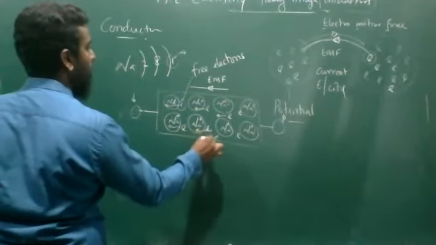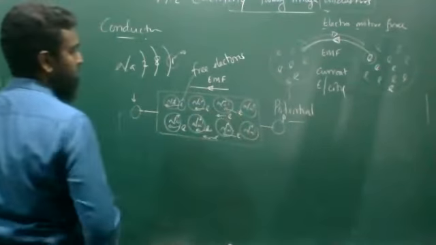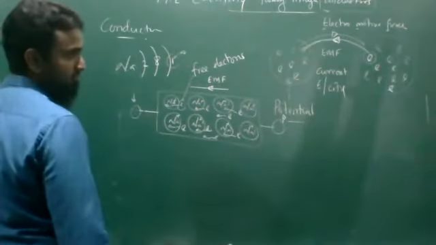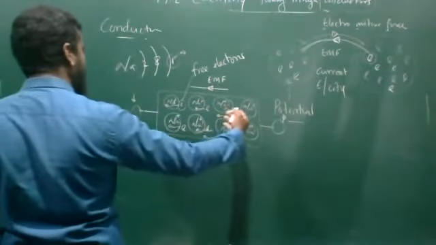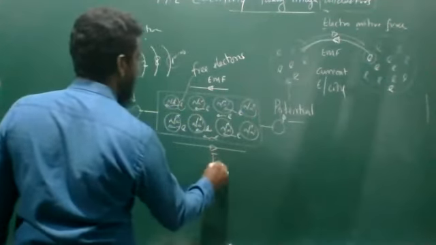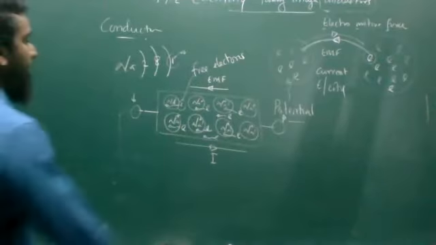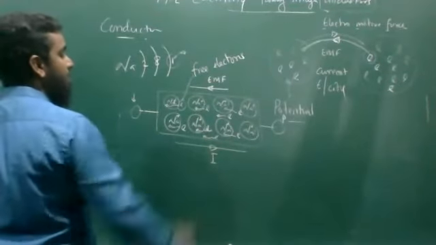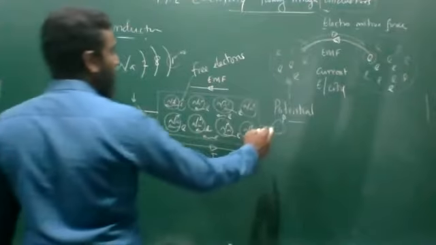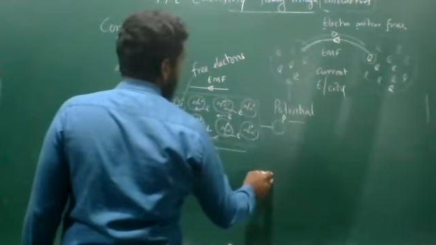How? You don't have to worry about it. Go to advanced level, you will learn this. These electrons are going to move in this direction. If the electrons are continuously moving in this direction, the current, which we symbolize as I, is going to be in the opposite direction.